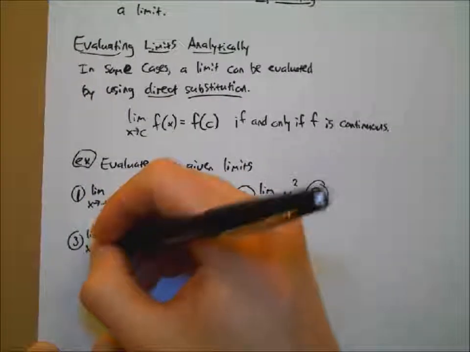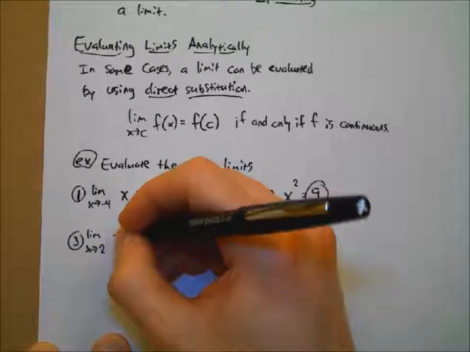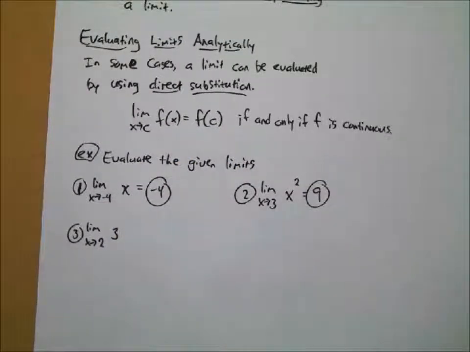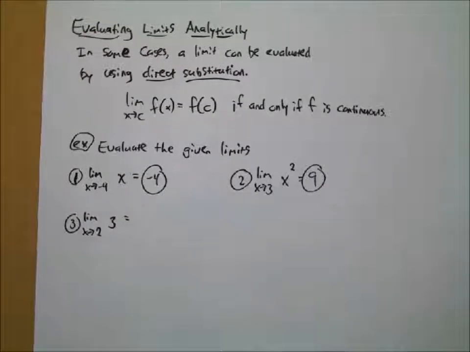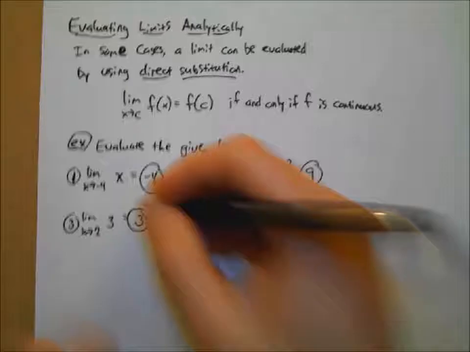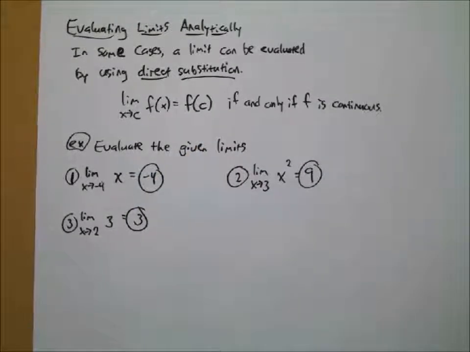The limit as x approaches 2 of the function 3. What will that equal? 3. Yeah, there's no place to direct substitute the 2 in. It's just 3, right? The function is always equal to 3, and so no matter what you approach, you're always going to be approaching 3.